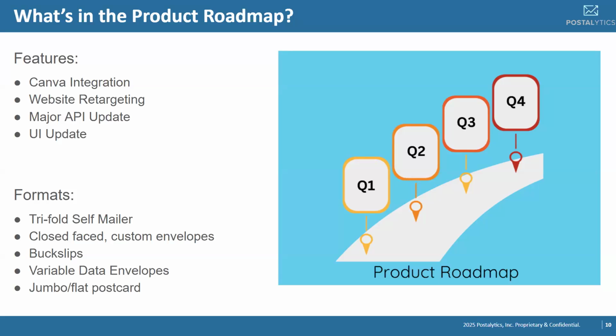We also are in the process of building out the trifold self-mailer. So we'll have a new mailing format that will be available here in the next month or so. And then we'll be working on additional formats as the year proceeds, including a closed face custom envelope and buck slips and others. And so, if you have a particular mailing format that you're confident in and that you'd like to see us provide, please let us know, right?